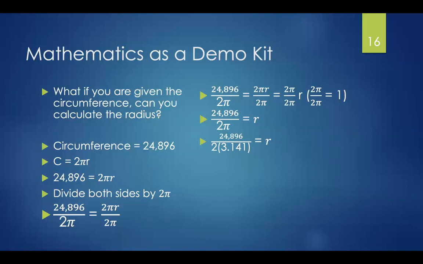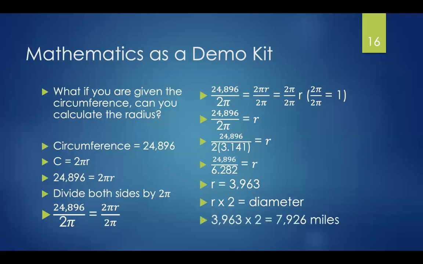once you do the math, it comes out to 24,896 divided by 6.282. And when you do that, the answer is 3,963. But isn't that the number we started out with, the radius? Yes. So we just hit that one equation from both angles. We change the input to produce the output. And what's this number? 3,963 times 2 brings us right back to where we started from, 7,926 miles, correct?